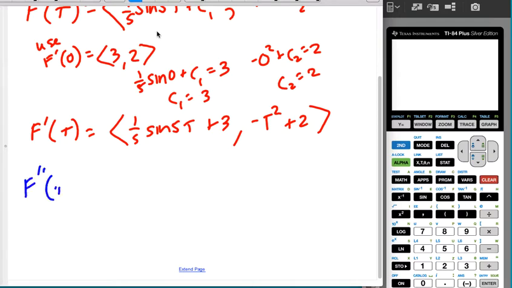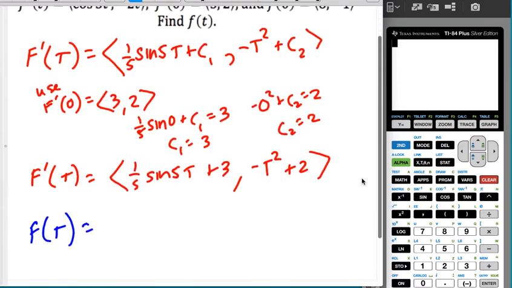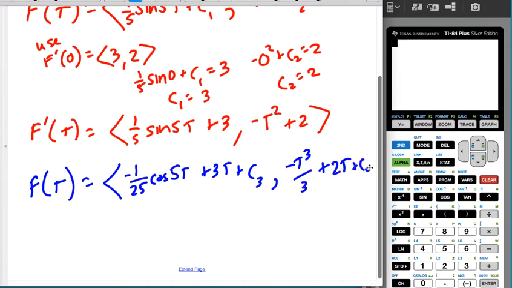Right, so then I'm going to do the antiderivative one more time. Sorry, not f double prime, just f. So f of t is going to be, when I do the antiderivative of a sine, if we go back up here, here's sine, I'm going to loop to negative cosine, but again, I'm going to have to divide by 5. So this is going to end up being negative 1/25 cosine of 5t plus 3t plus some new constant that I'm going to call c sub 3 because I've already used the other numbers. And this is going to be negative t cubed over 3 plus 2t plus, I'm going to call it c sub 4.